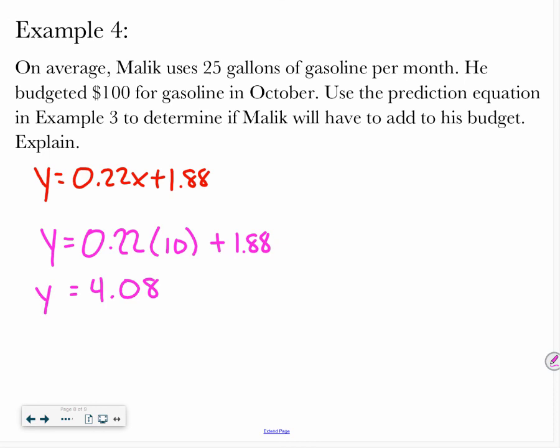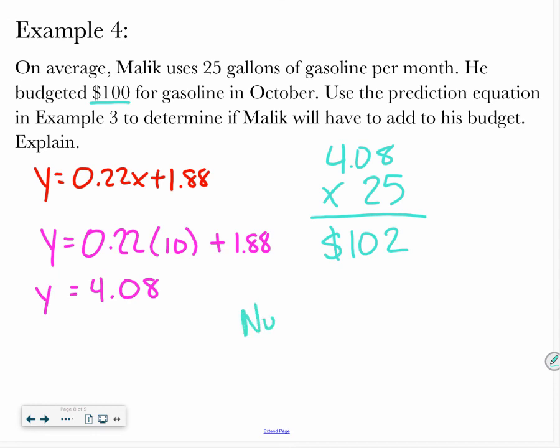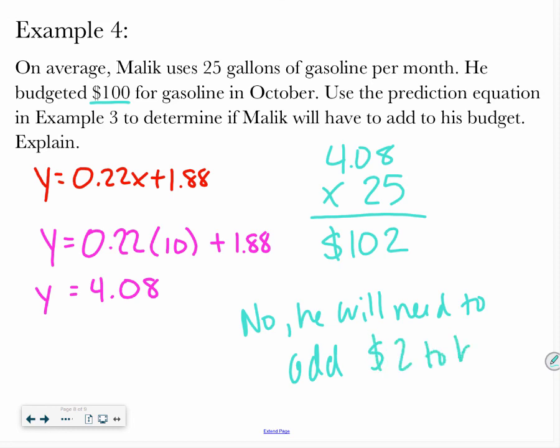Okay, so we know that's the price per gallon. Now I take that price per gallon. So if I do 25 gallons times my $4.08, I end up with $102. So I want to know, is $100 enough money for gas in October? No. He will need to add $2 more to his budget, right? And that's what I would expect you guys to write.